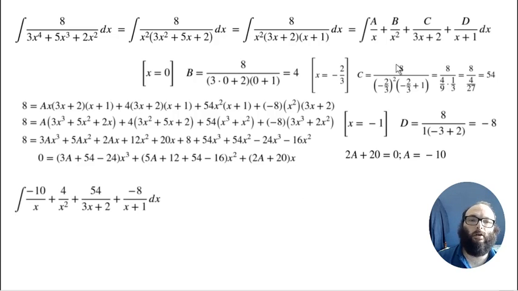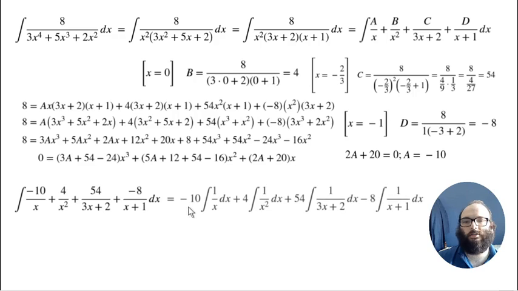We just plug in all of our terms that we found, our a, b, c, and d, and we have this little beastie here. It's not the most beautiful thing in math, but it works. We go ahead and we take out our constants after splitting it up into multiple integrals, because of course the integral of a sum is equal to the sum of the integrals. That's the same.